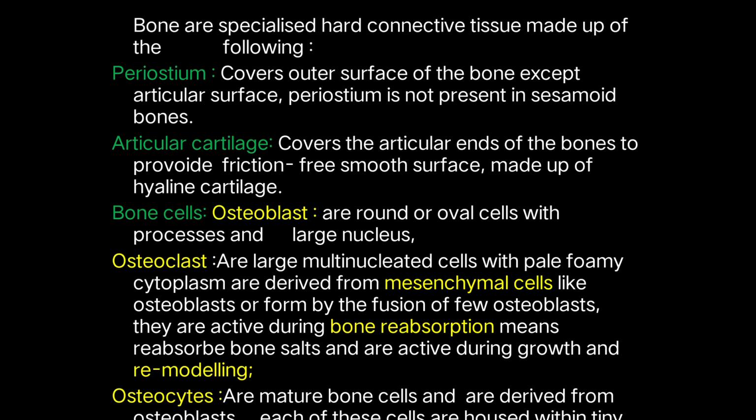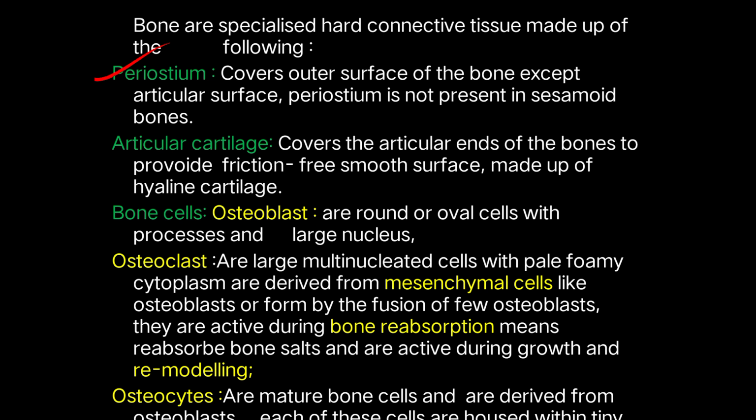Okay, so if we are going to discuss the structure in detail, we should know the different structures. First is the periosteum. The periosteum covers the outer surface of the bone except the articular surface, and it is not present in sesamoid bones. Sesamoid bones are like the patella or some small bones found at the distal end of the limb in the caudal aspect, like the navicular bones between the digits in the posterior aspect of the limbs of cattle, horse and dog.